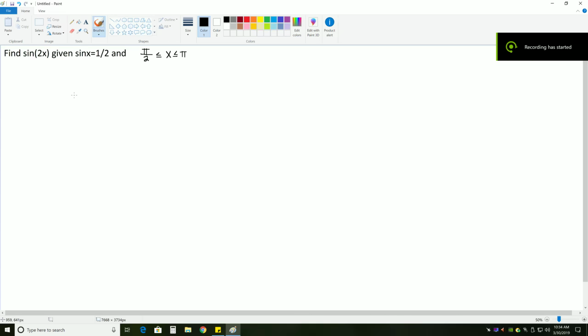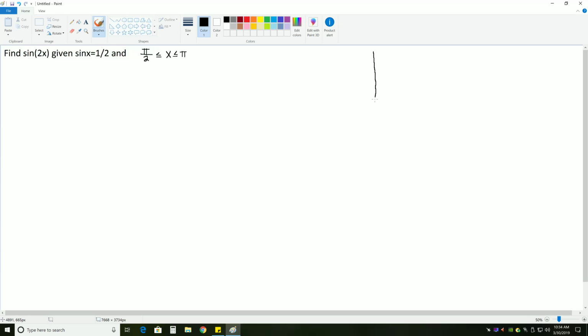In this video, we're finding sine of 2x given sine of x is equal to 1/2 and x is between pi over 2 and pi. The first thing that you want to do whenever you're dealing with any type of double angle or half angle identity and you're solving a trig function of it is check what quadrant or quadrants your double angle or half angle is within, because that'll decide whether you have a positive or a negative answer.